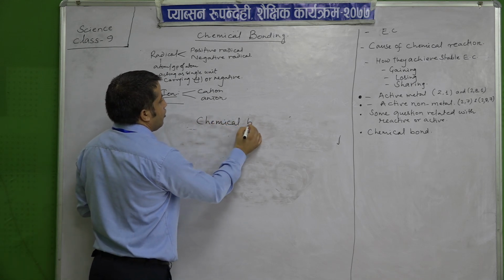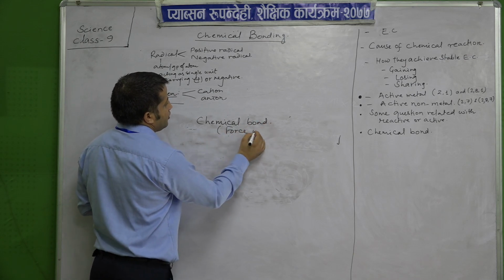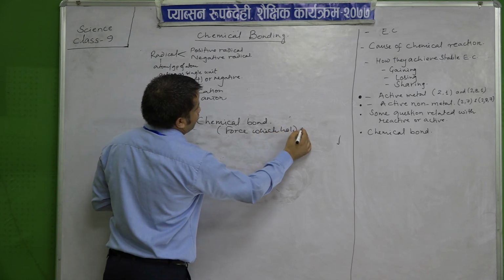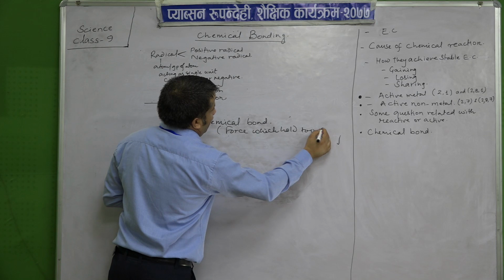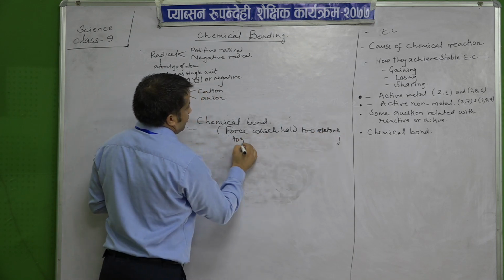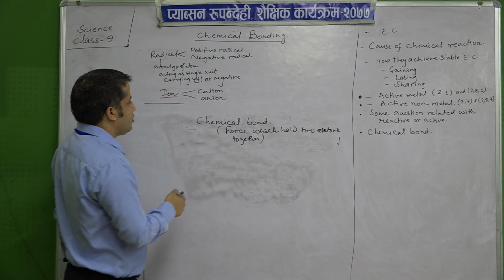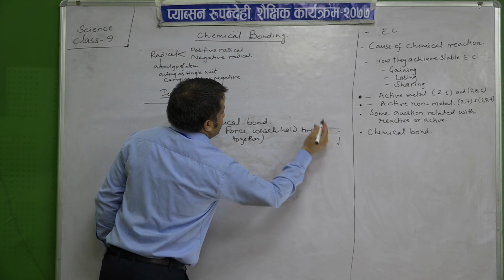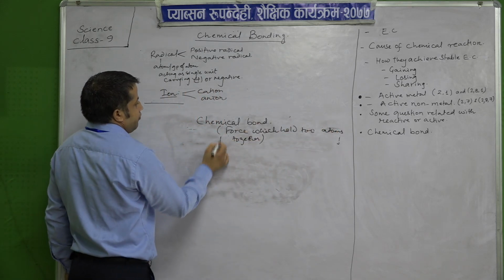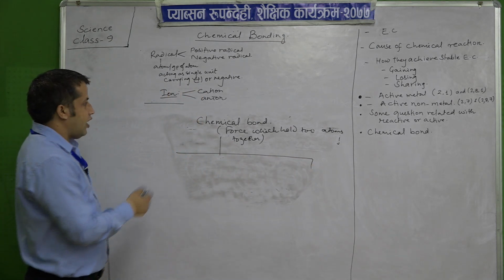So, chemical bond means a force which holds two atoms together. It is not an exact definition, but just to understand. So, two atoms or elements together. Chemical bonds are of two types.